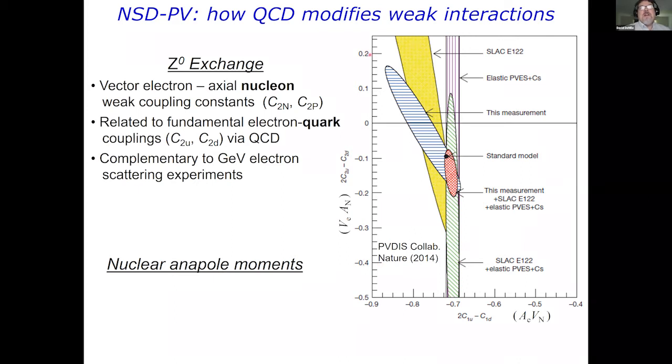This axis shows these new couplings we've been talking about, the vector electron axial nucleon couplings, in this case framed in terms of up and down quarks.